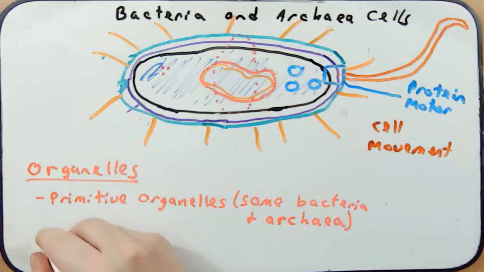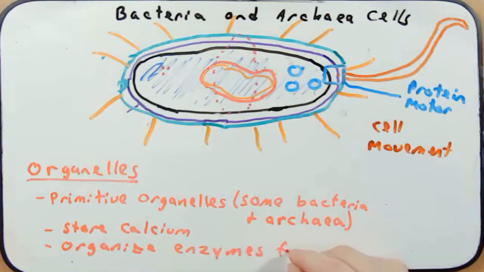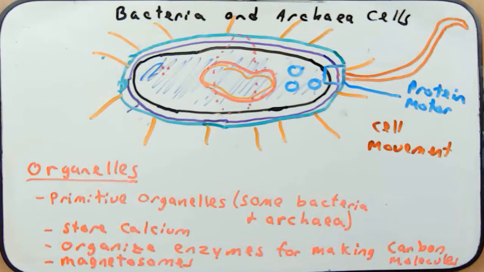And these include some primitive organelles that store calcium ions. They help organize enzymes for making carbon molecules. And this last one, which I'm almost out of room here, but I want to write it down because it's kind of cool. These are called magnetosomes. And they hold magnetite crystals. And so they form these very high concentrations of iron-rich magnetic particles.